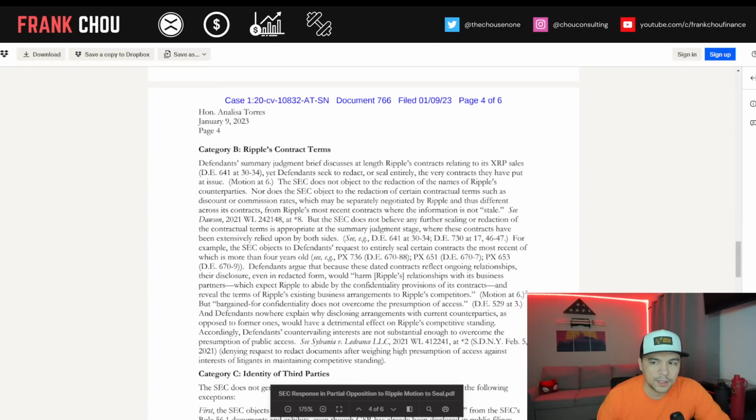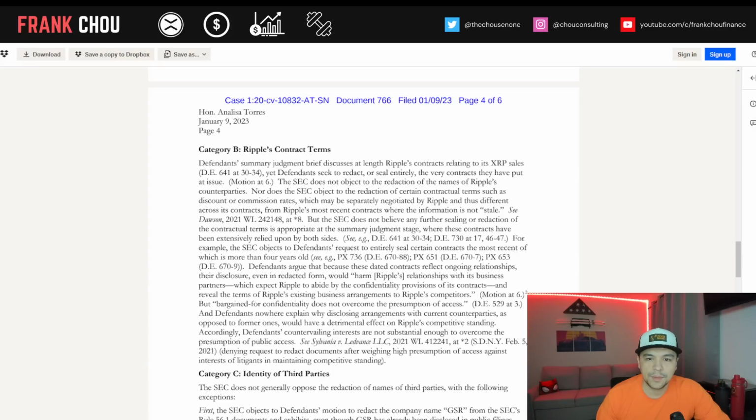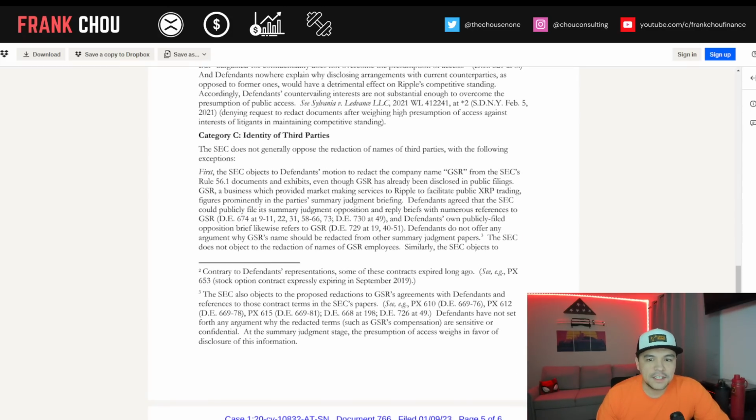Category B, Ripple contract terms relating to XRP sales. Defendants want to redact the contracts that they've put at issue. The SEC does not object to the redaction of the names, nor do they object to the redaction of certain contractual terms, such as discount or commission rates. But the SEC doesn't believe any further sealing or redaction is appropriate here. Next, the identity of third parties. The SEC, they say, generally does not oppose the redaction of names with the following exceptions.